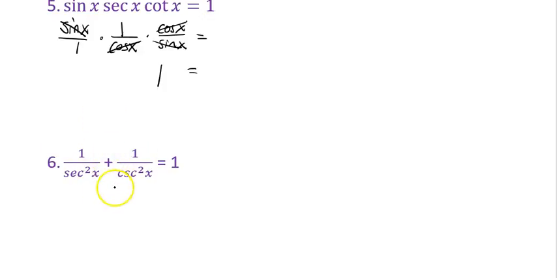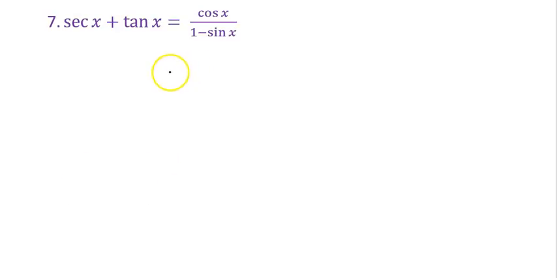Okay, example 6 is also very easy. It doesn't look like it to begin with, but if you start by turning things into sine and cosine, 1 over secant squared is cosine squared, and 1 over cosecant squared is sine squared. And then that's one of your Pythagorean identities. So cosine squared plus sine squared is 1. And the left side is now matching the right side.